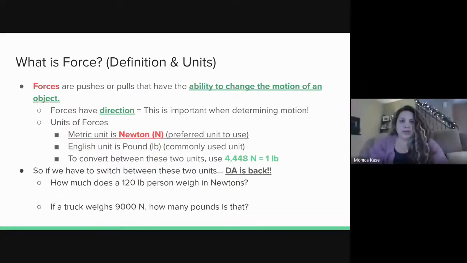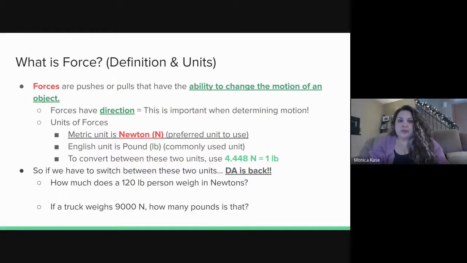All right, so what is force? The definition and our units here. Forces are pushes or pulls that have the ability to change the motion of an object. Forces have direction, which is important in determining that motion.